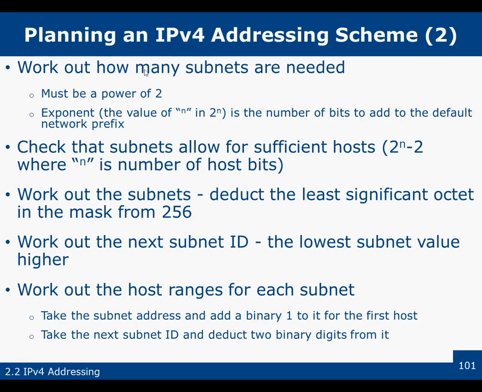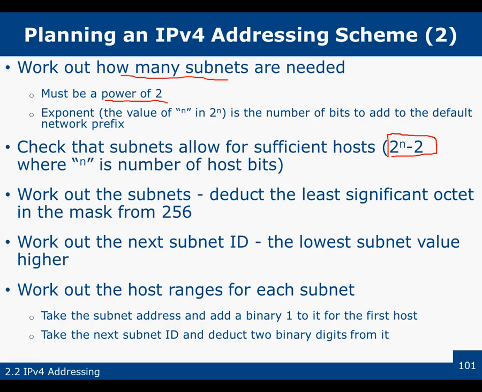So planning the addressing scheme is what we said earlier. How many subnets are needed, and it's got to be a power of 2. We can't say, okay, we need 7 subnets. 2 to the 1, 2 to the 2, they have to be a power of 2: 2, 4, 8, 16, 32, 64, 128, 256, 512, on and on. It has to be factors of those. And the subnets must allow for sufficient hosts, and the number of hosts is 2 to the n.